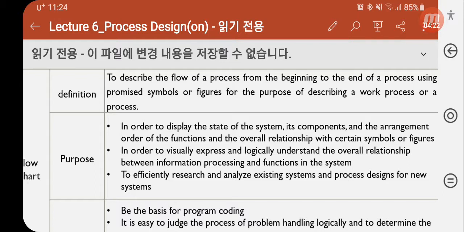Flowcharts have some roles. For example, it is the basis for programming coding, it is easy to judge the process of problem handling logically, it is easy to determine accuracy, it is easy to analyze and interrupt problems, and easy to communicate to others. It can be used as data for storage and maintenance of programs.